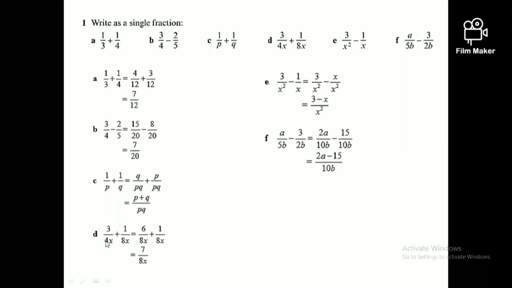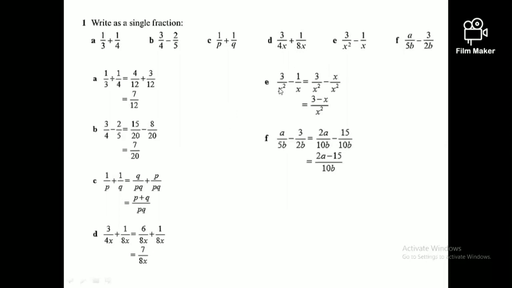If you take the LCM of 4x and 8x, the answer is 8x. Now, how many 4x terms are there for 8x? That is 2. Therefore, 3 should multiply with 2, that is 6. Plus, how many 8x are there for 8x? That is 1. Therefore, you can say 6 plus 1 is 7, 7 over 8x, right?